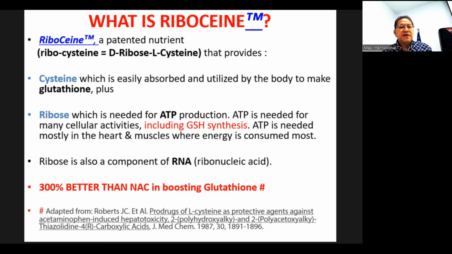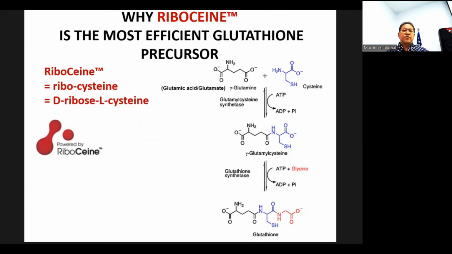ATP is needed mostly in the heart and muscles where energy is consumed most. Ribose is also a component of RNA and other molecules. So because of this unique thing, ribosine is 300% better than the second best precursor, which is NAC or N-acetylcysteine. Okay, and this explains why ribosine is the most efficient glutathione precursor, as explained.